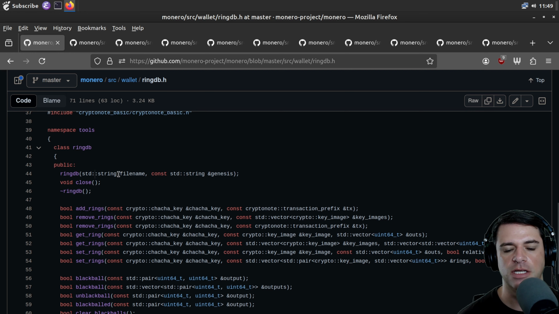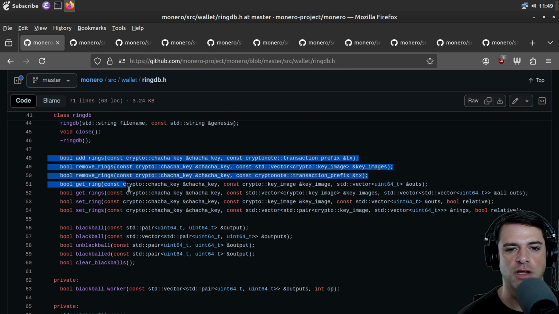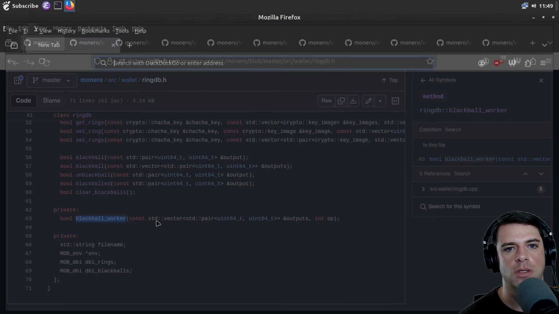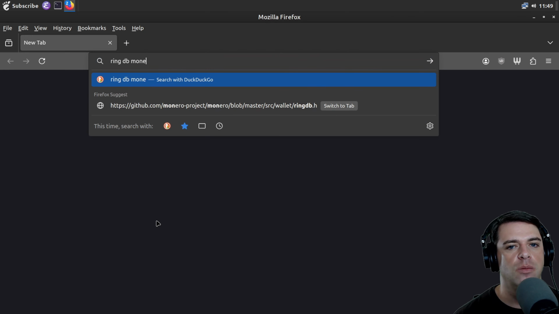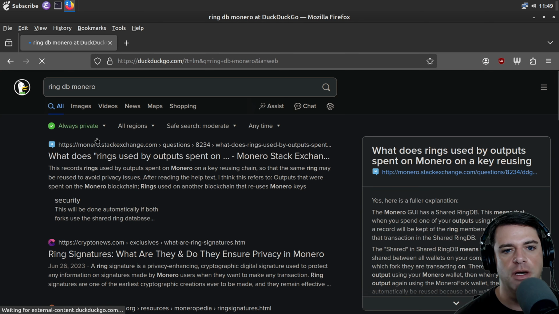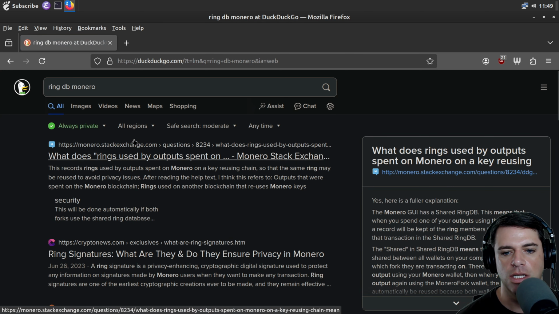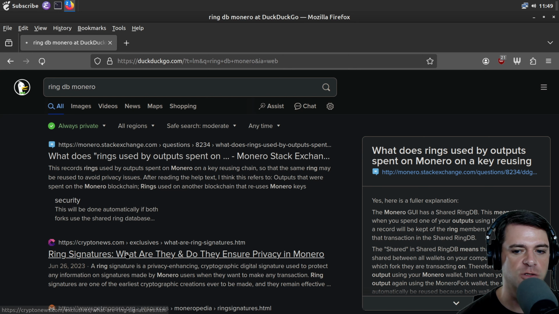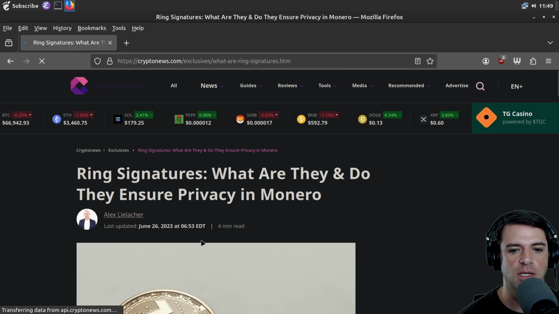And the ring DB takes a file name and the Genesis block. You can add rings, remove rings. You can blackball a worker. Let's look up ring DB Monero. This may be something about ring signatures, what they are, and do they ensure privacy in Monero?